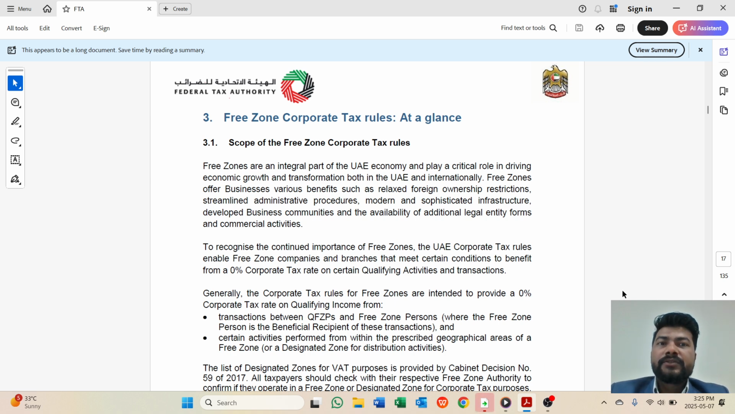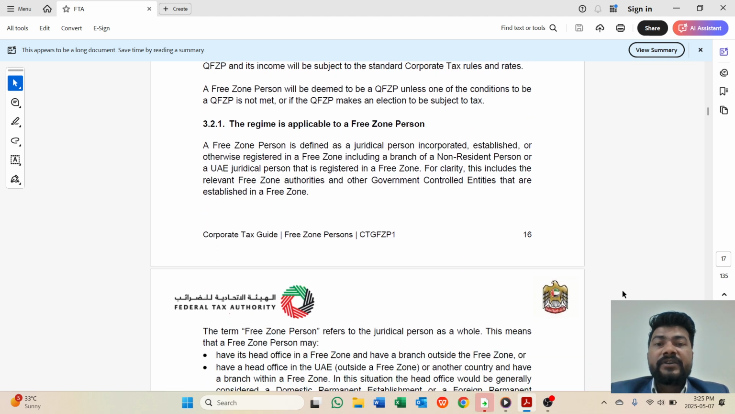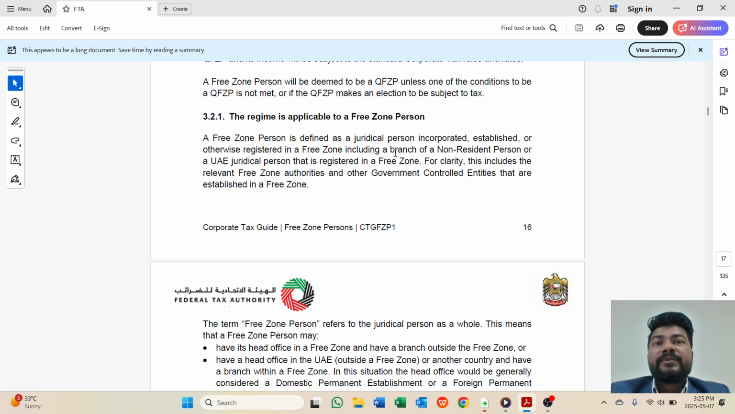As we know, free-zone persons will be eligible for 0 percent tax on their qualifying income if certain conditions are met. So, what are these conditions? Let's understand them one by one. The first condition is that it should be a free zone person.